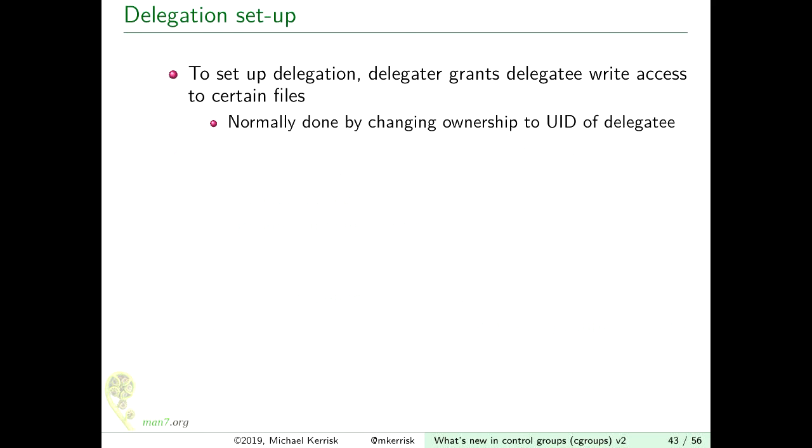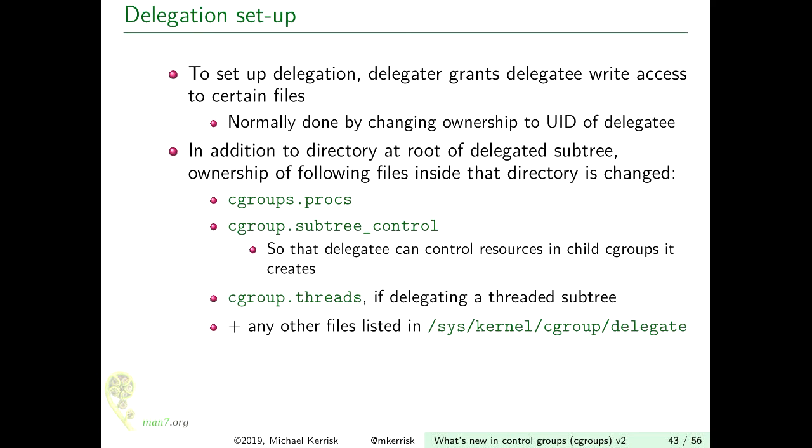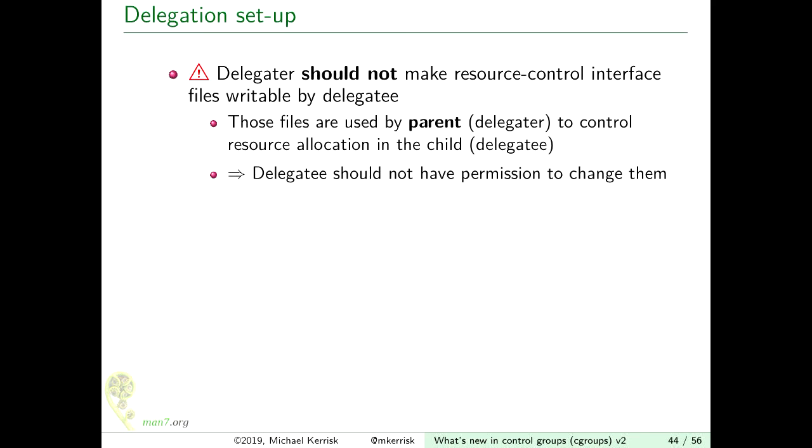So the way of doing delegation in cgroups version 2 is the delegator gives the delegatee write access to certain files in the cgroup hierarchy. The usual way of doing this is just to change the ownership of those files to be the same user ID as the delegatee. There's various files whose ownership you need to change: cgroup.procs, cgroup.subtree_control, cgroup.threads potentially, possibly some other files as well.